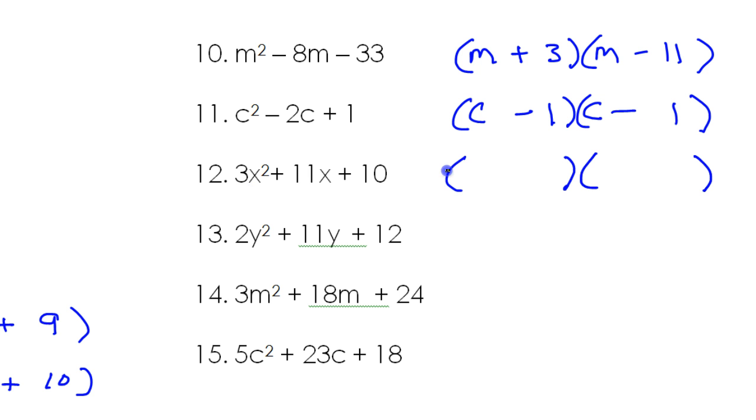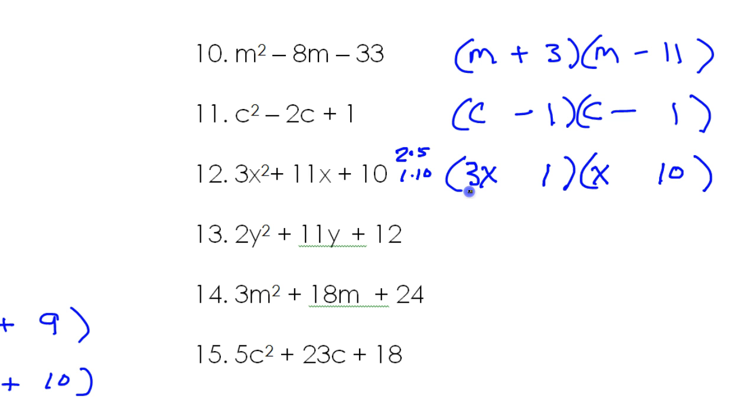Now looking at the 3x squared, that can only factor as 3x and x. Looking at the 10, 10 is either going to be 2 times 5 or 1 times 10. Now you might be thinking, oh, let's go with 1 times 10 because that can make 11. And let's go ahead and try that, but I'm betting that's not going to work out.